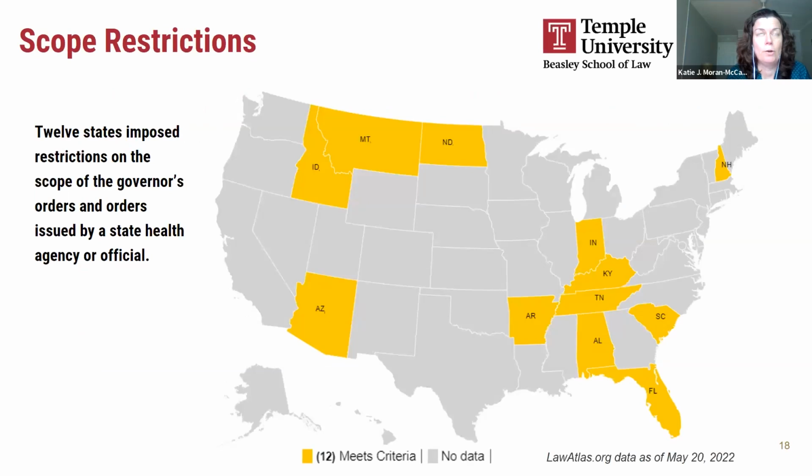So restricting scope was the most common limitation imposed by states. Scope limitations were coded when the law placed a restriction on the substance of an emergency order. We'll talk about some examples in just a minute, but this map shows the 12 states that imposed restrictions on the scope of a governor's order and the scope of orders issued by a state health official. Next slide.